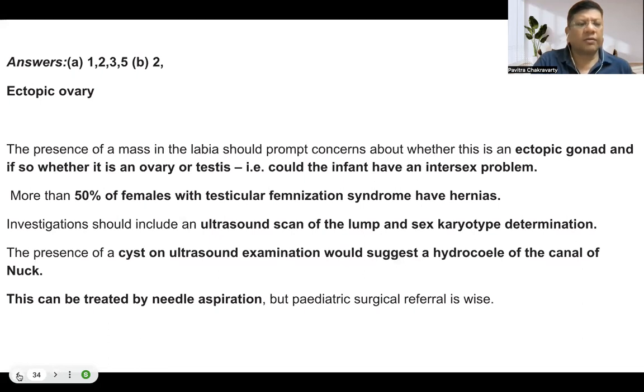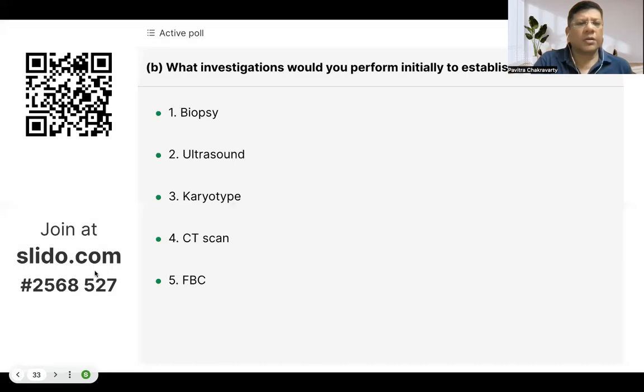Sorry, ultrasound is the one they're answering here mainly. Are these questions with multiple choices? Four choices. Yes, so you can give multiple choices. Some of them you can give the most possible. So you will see what it says, what investigations.